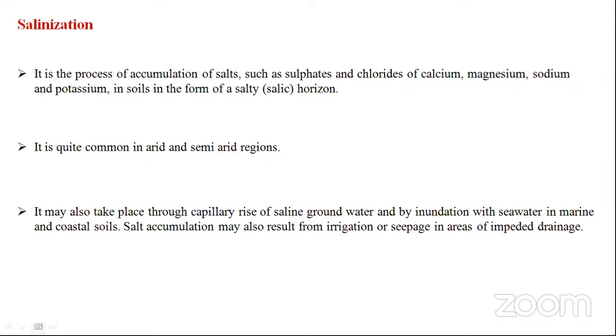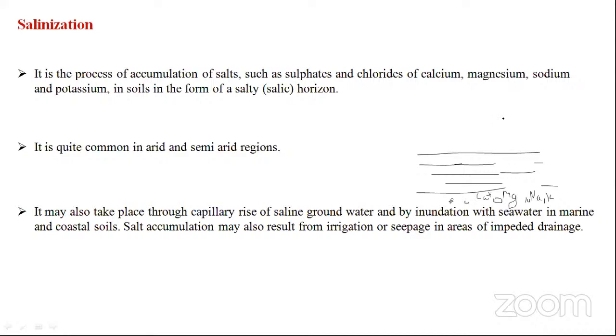Why does this happen? Say for example, students, this is your land. It is completely soil, and these are the horizons. Down below there is groundwater. All the sulfates and salts, calcium salts, magnesium salts, sodium salts, and potassium salts are present here.